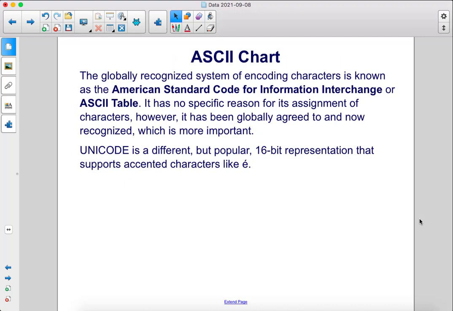The globally recognized system of encoding characters is known as the American Standard Code for Information Interchange, or ASCII table. It has no specific reason for its assignment of characters. However, it has been globally agreed to and now recognized, which is more important. Unicode is a different but popular 16-bit representation that supports accented characters like E with an accent.